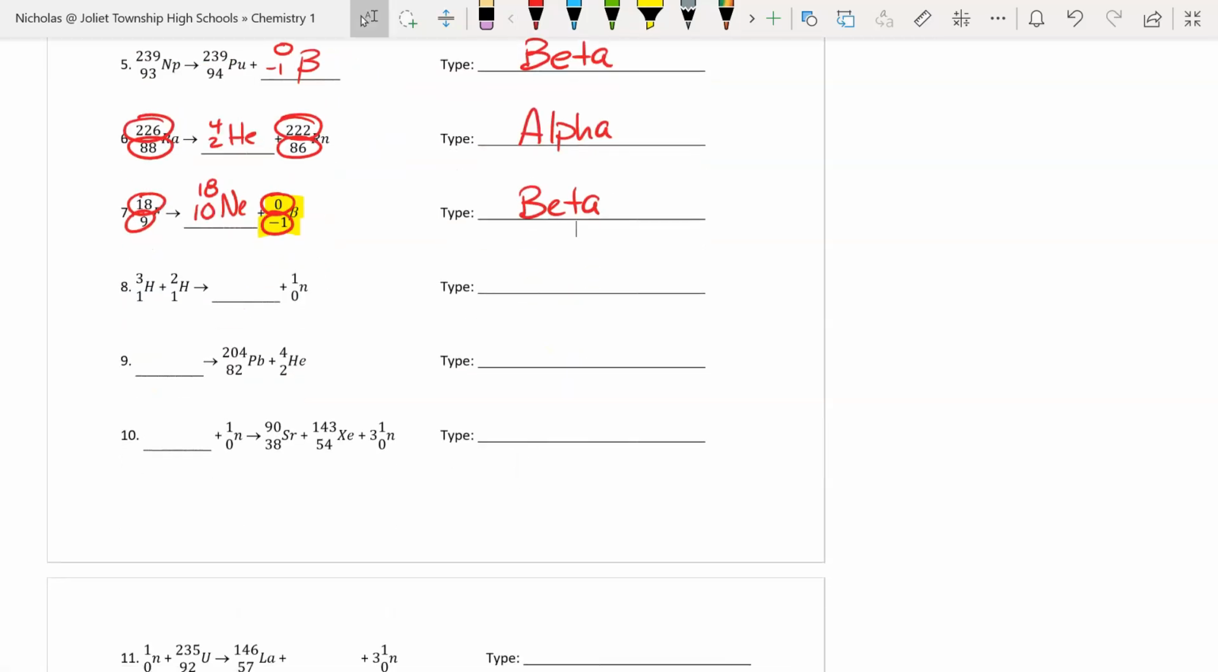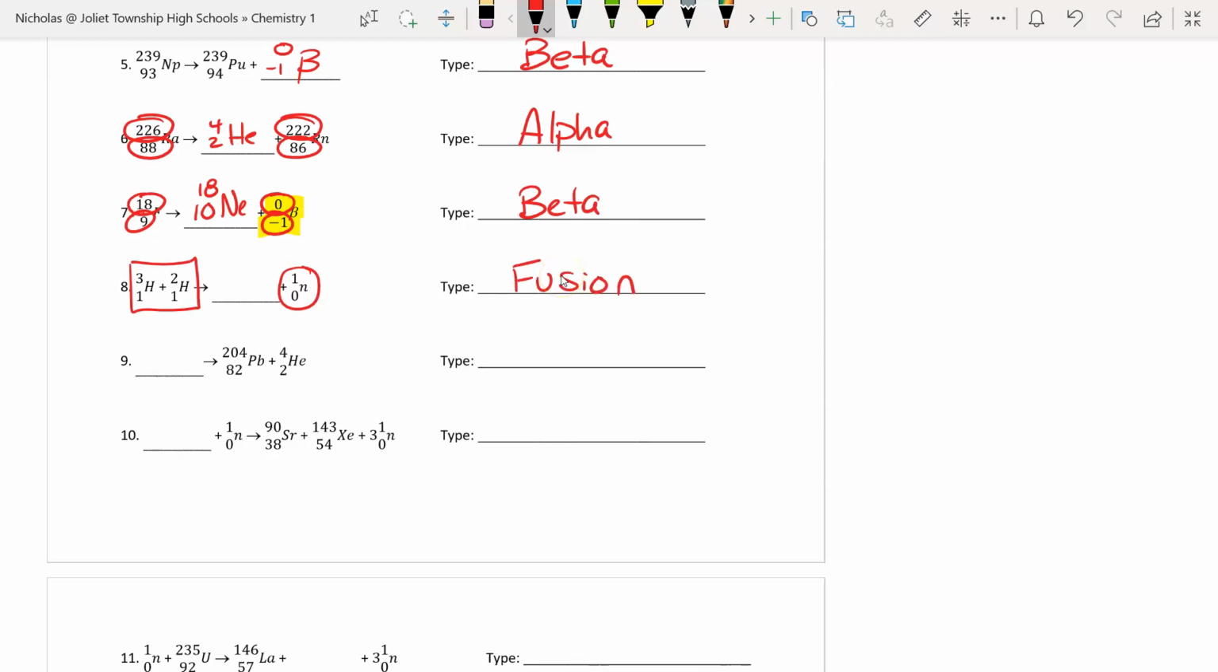All right, number 8. So take a look at what's happening in number 8. We have 2 hydrogen atoms, and they're being combined. And let's see, we have a neutron that's being split out. So in this case, when you see 2 small atoms that are being combined to generate something, this is going to be fusion.